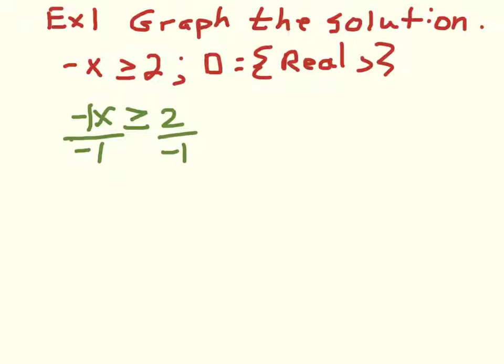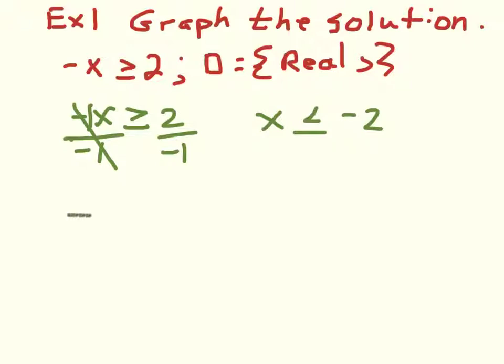But I'm dividing both sides of this inequality by a negative number, so I got to remember to switch the sign. So these cancel out, so x then is less than or equal to, let's see, 2 divided by a negative 1 is a negative 2. So my solution then is numbers less than or equal to a negative 2.